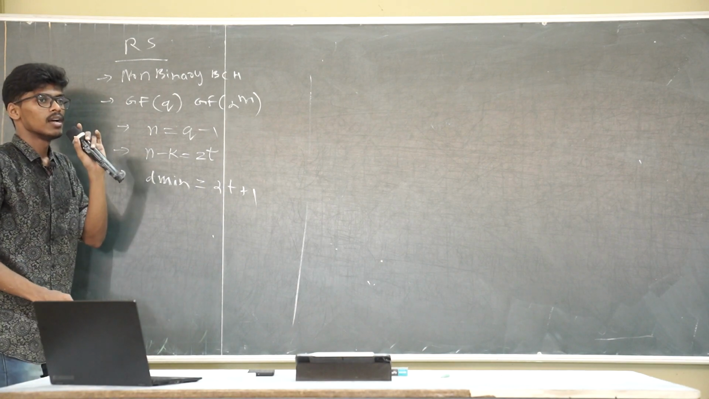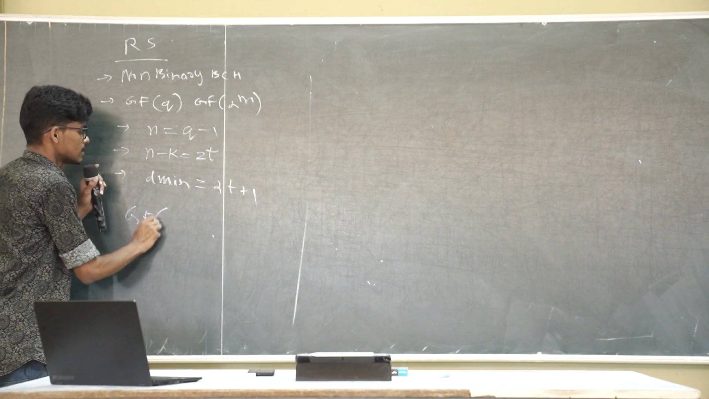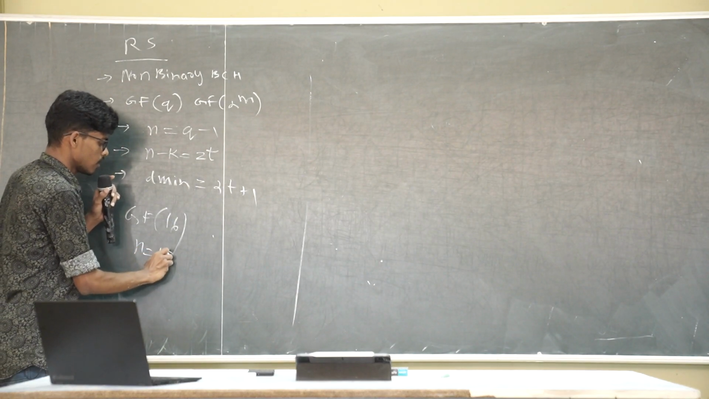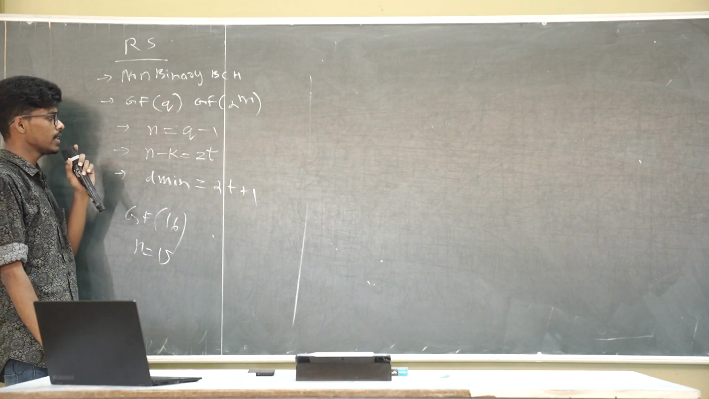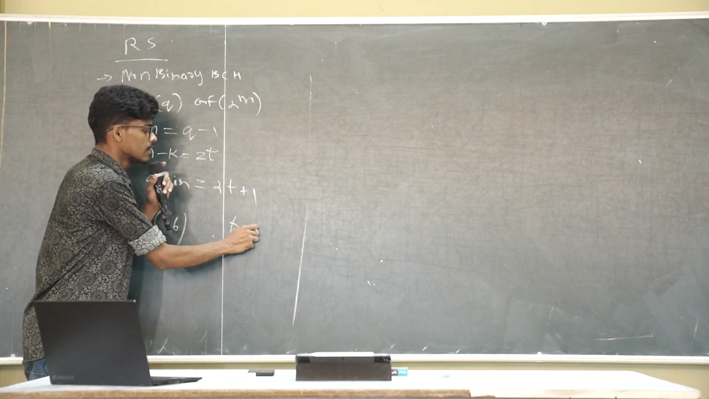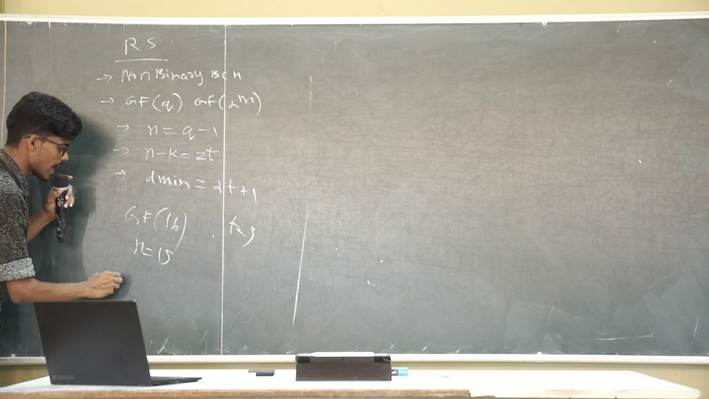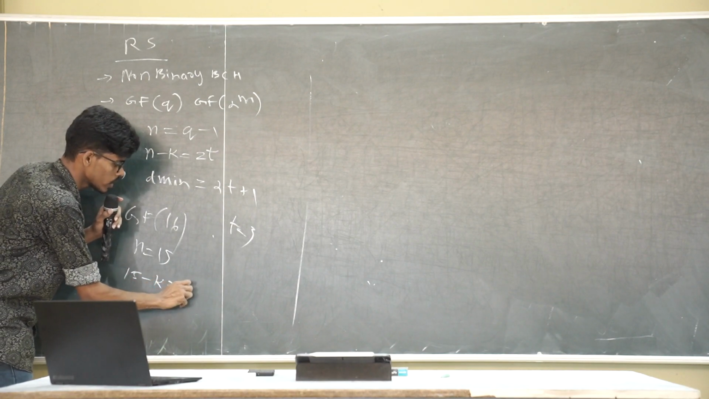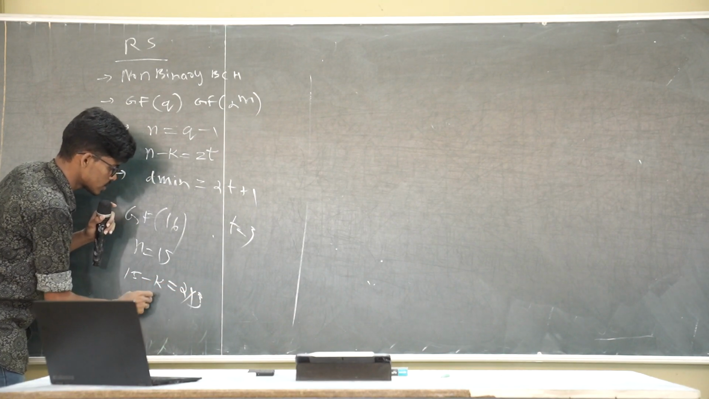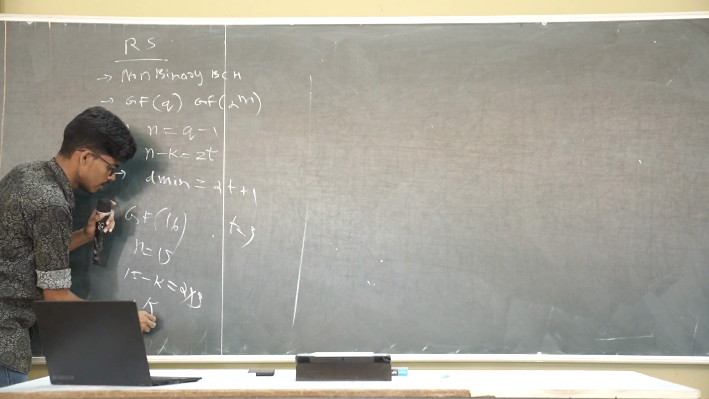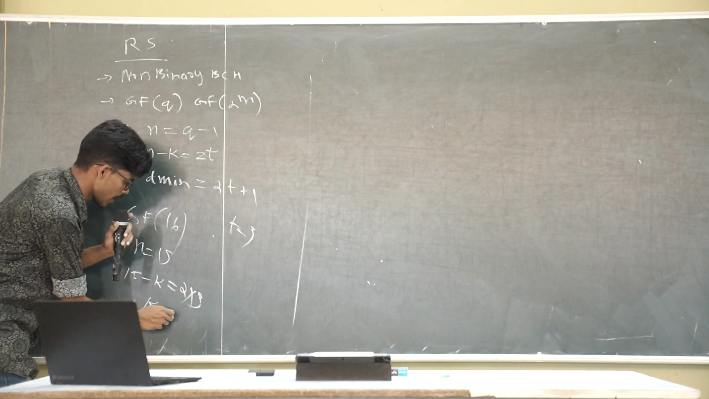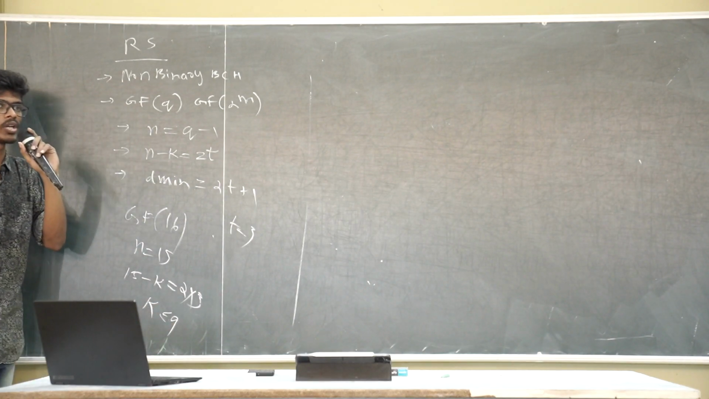Is that okay? So GF(16), 2 to the power 4, what is n? 15. What is t? If t is 3, error correcting codes, what is n? What is k? 2 into 3, so what is k? What is k? 9. Less than or equal to 9.